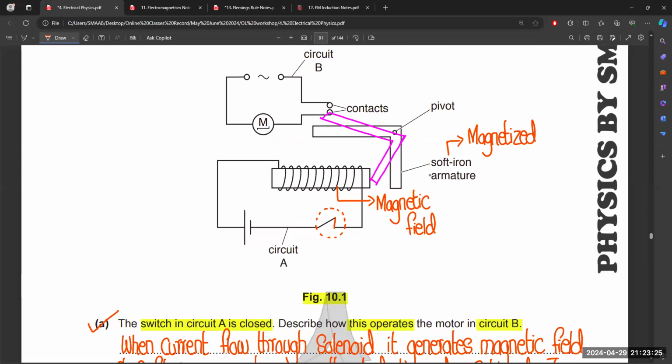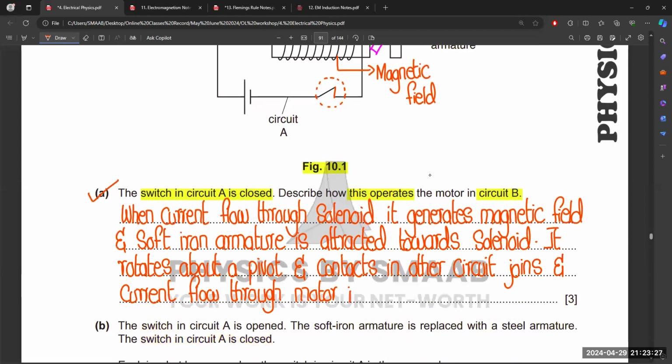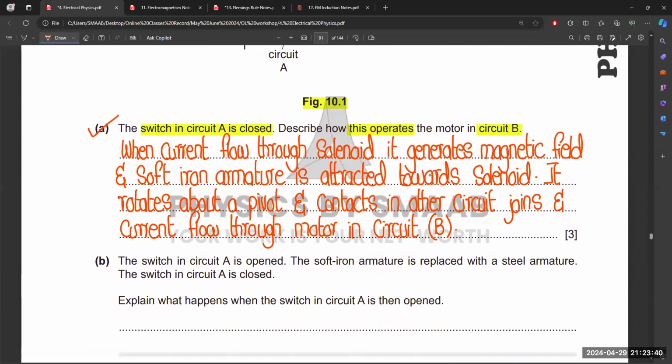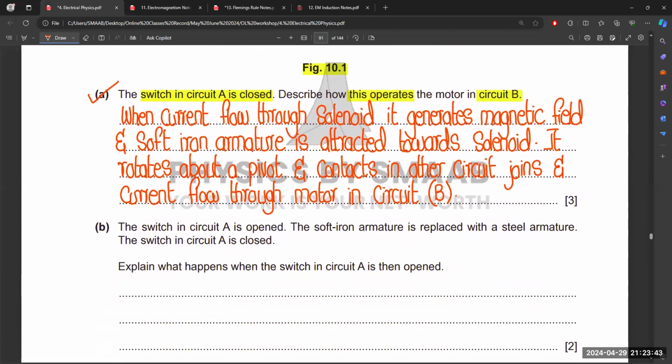Motor in circuit B. So you can see it is not compulsory to learn all the process, all the working of any specific component. It is very easy to identify if you know the basic idea.